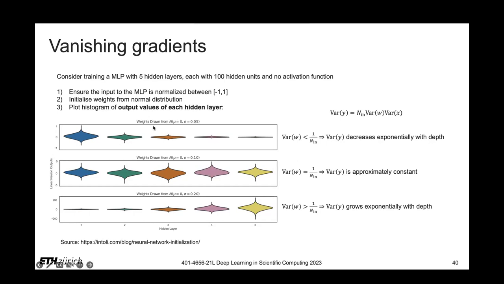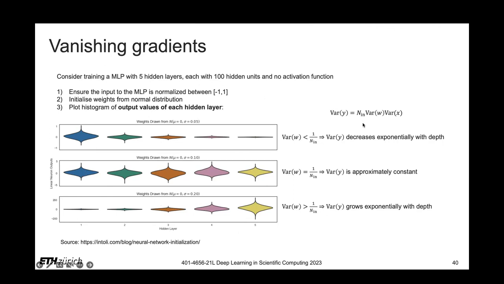We show the histograms for weights drawn from different normal distributions. This is weights drawn from a very tight distribution with a small standard deviation, and these are ones from a much larger standard deviation. You can see that with small values of the weights, the outputs of the network decrease to 0 very quickly. If the weights are too large, then they grow very quickly. And there's some sweet spot in the middle where, if you initialize the weights in a nice way, the outputs have the same variance as the inputs.